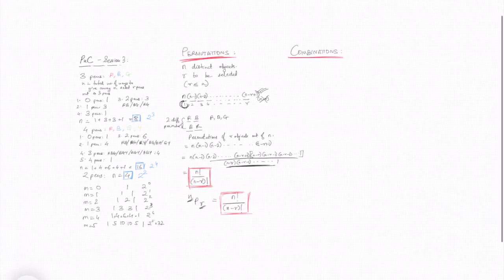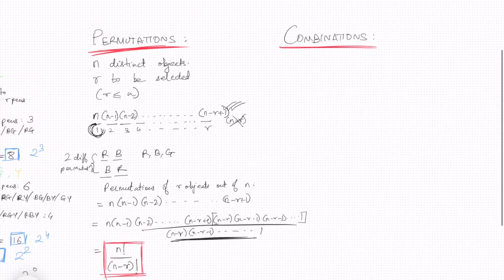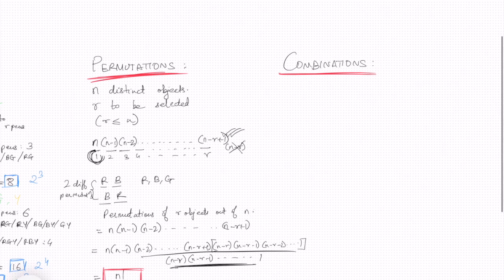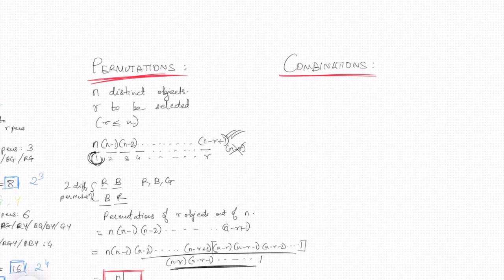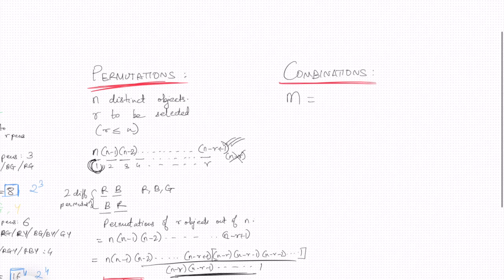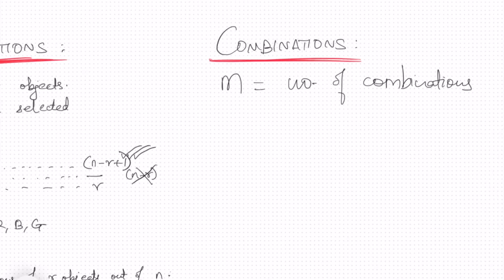Right, nPr is equal to n factorial by n minus r factorial. So if I want to find the combinations, that is a case where the order of arrangement of all these objects does not matter. Let's say this is equal to some number m. M equals the number of combinations for selecting r out of n objects, and distinct objects, obviously.